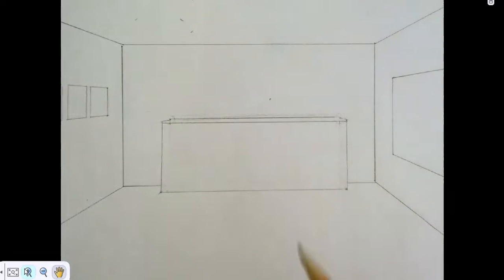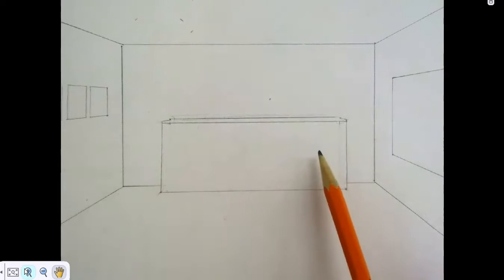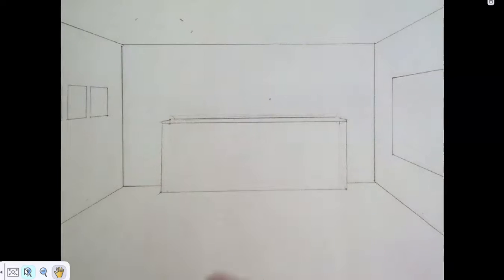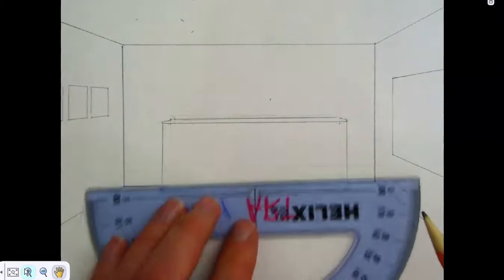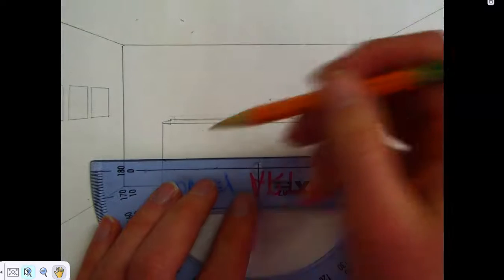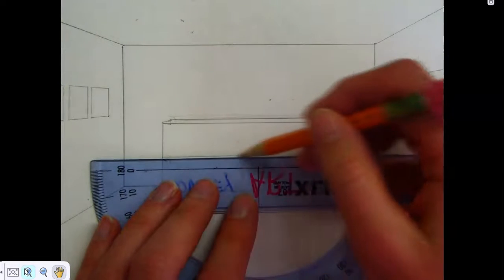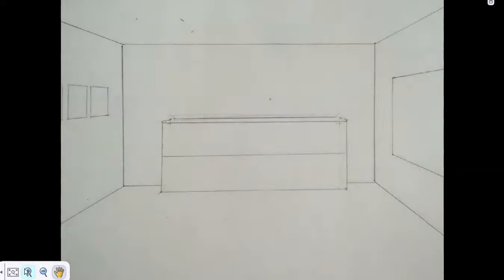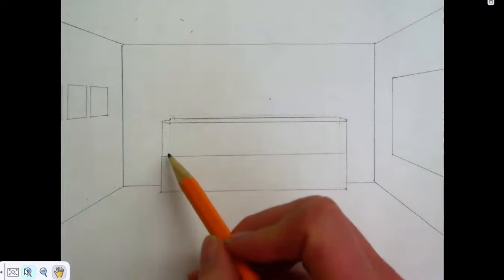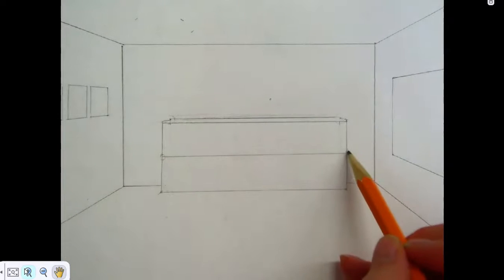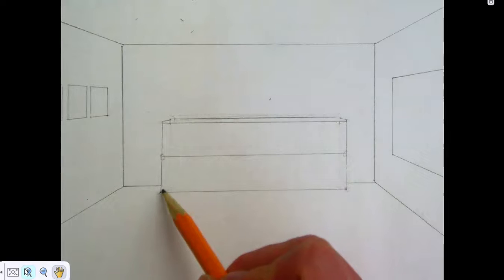Next part is we're going to make a new box off of this front area, this front face, coming out towards you that you would sit on, okay? So look at it and go, okay, about where would the seat height be? You're going to draw a horizontal line where you think the seat height would be. And I always aim for about halfway, okay?